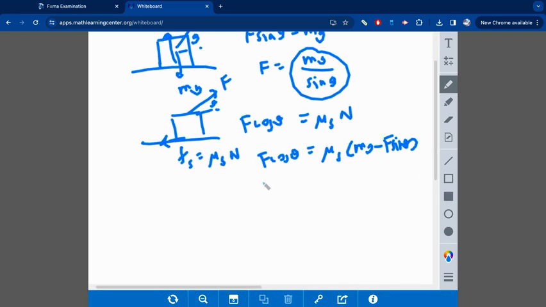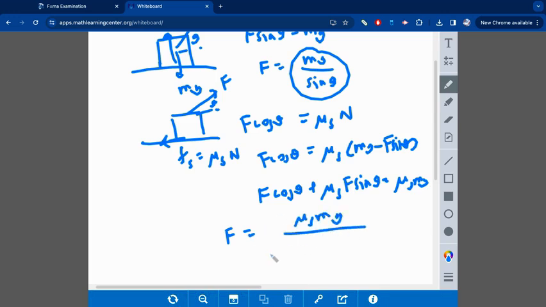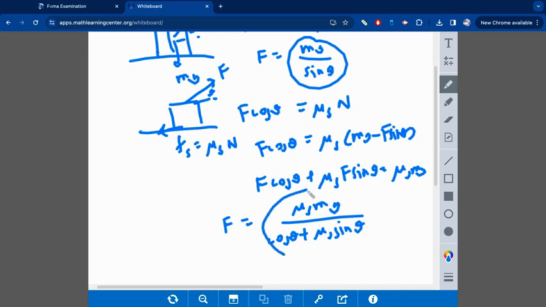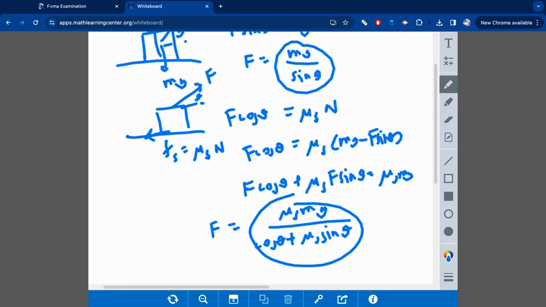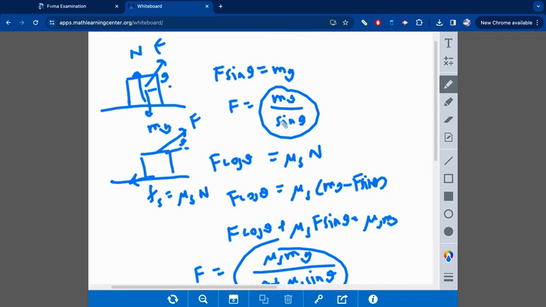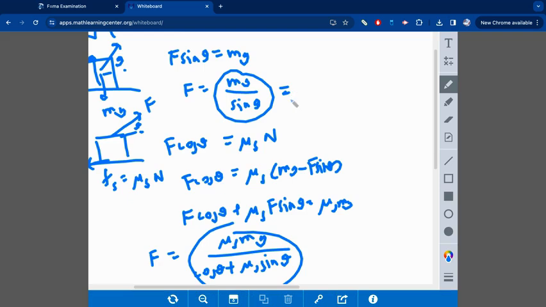So if we solve for F, it should be mu s mg over cosine theta plus mu s sine theta. Now we can plug in various values of mu s and see how the sliding cutoff varies with the liftoff cutoff. For liftoff, it should be mg over sine of 85 degrees, and we get 1.0038 mg.